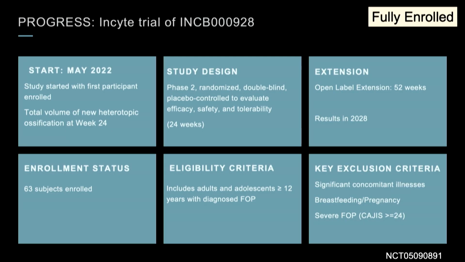Their progress trial is a phase 2 trial. Enrollment for this one is also completed. Actually, I made a mistake. It's 60 subjects, not 63 subjects. And the study started with their first participant in 2022. This is a phase 2 randomized double-blinded placebo-controlled trial for 24 weeks, followed by an open-label extension for 52 weeks. And this one, again, is basically adults and adolescents, so greater than 12 years of age, diagnosed with FOP.